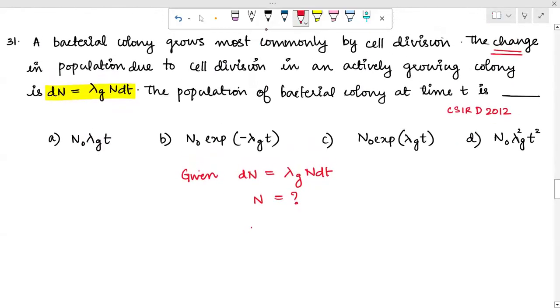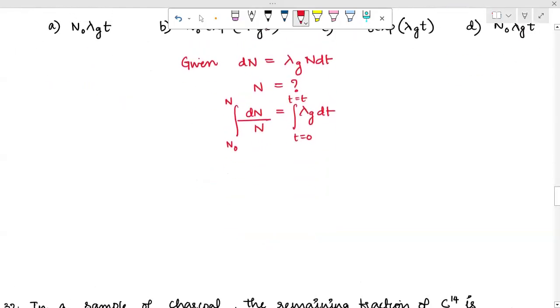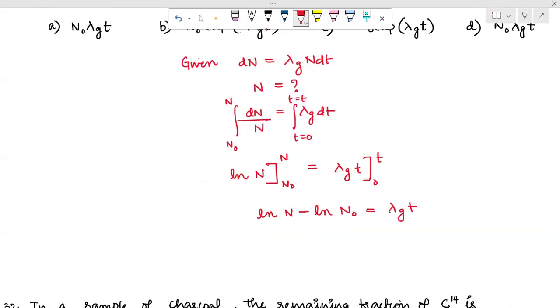Try it on your own before you see the solution now. So I will rearrange this. dn by n is equal to lambda dt. Integrating it from t equal to 0 to t equal to t, where initially it is n0 and finally it is going to be n, of course. So what is dn by n? Ln n, put the limits, lambda t, put the limits. You're already familiar with such integrations. So it's going to be ln n minus ln n0 is equal to lambda into t.